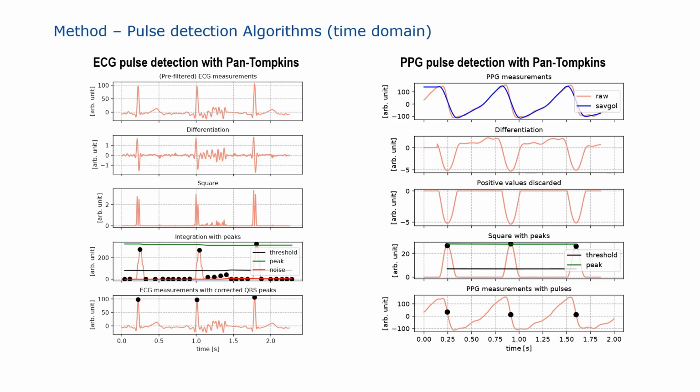The positive values are discarded and only negative values are squared. Within this data we looked for peaks and we also used an adaptive threshold in order to suppress noise. In the bottom plot, the detected pulses can be seen.